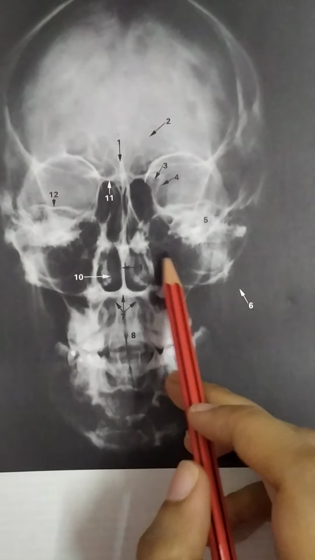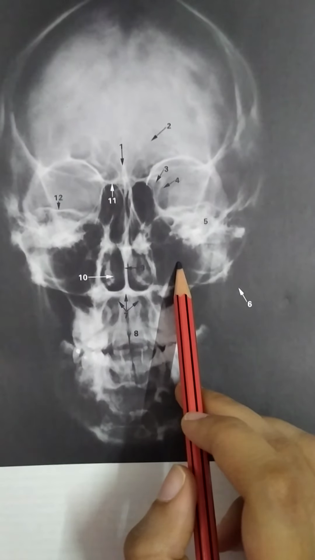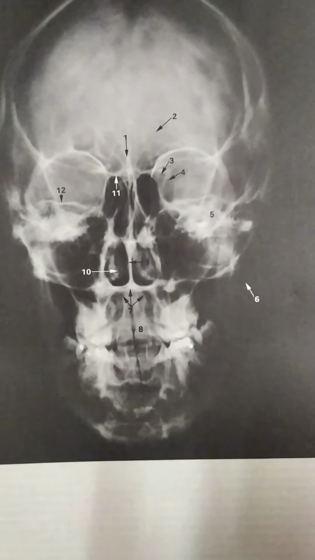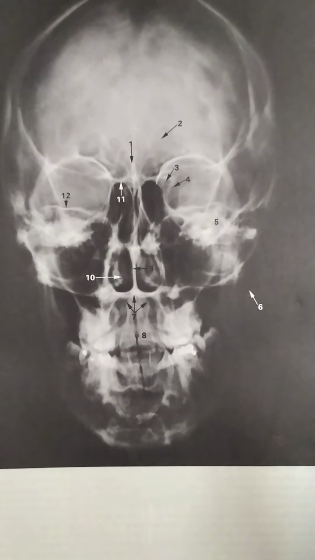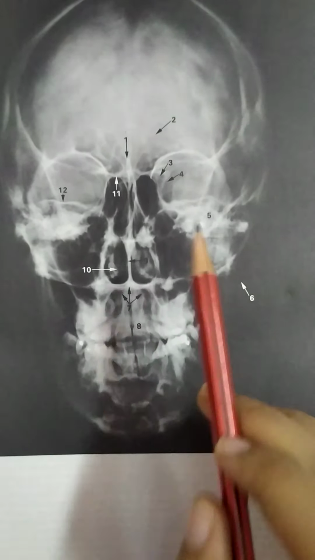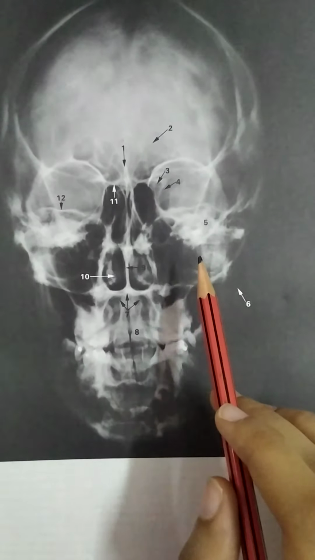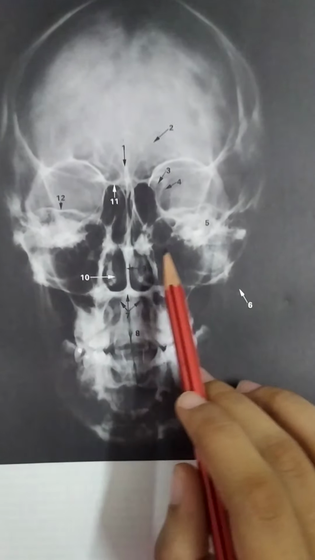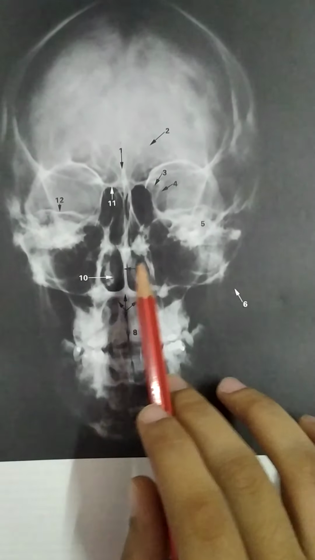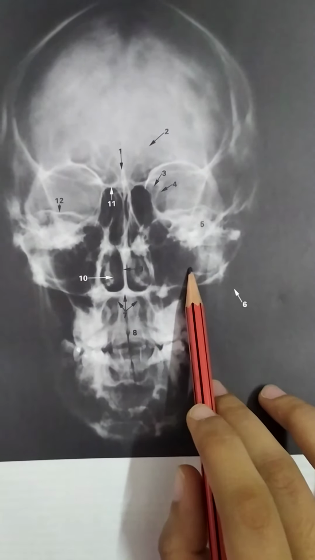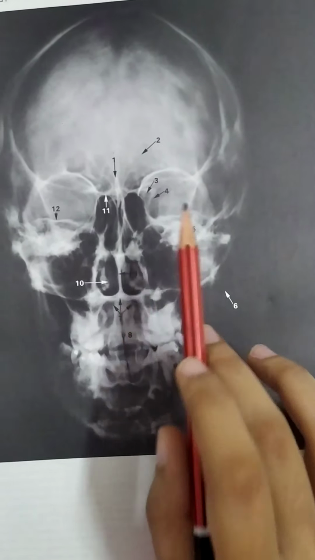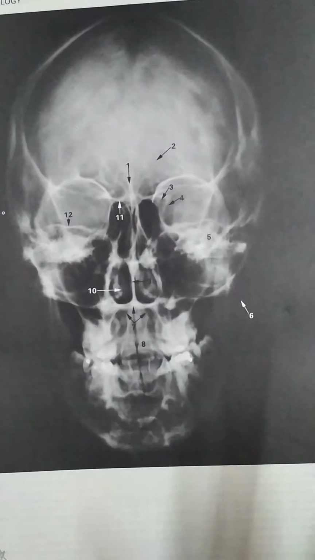Now see, as I told you, these are the maxillary sinuses. Maxillary sinuses are basically the paranasal air sinuses. As the name indicates, paranasal means present around the nose and filled with air. When they are filled with air, they would be seen as black structures in the radiograph, and for these we use the term radiolucent. While for these white portions we use the term radio-opaque.